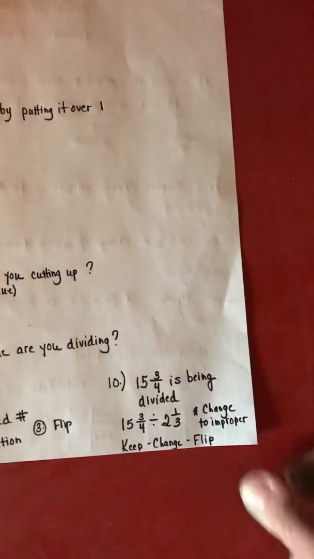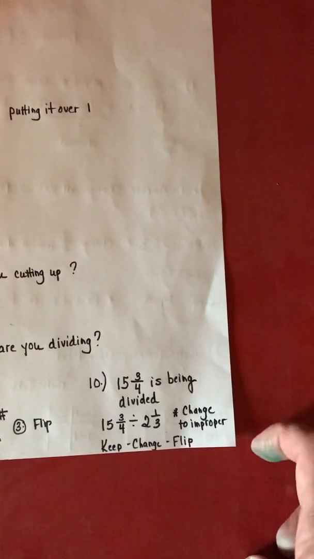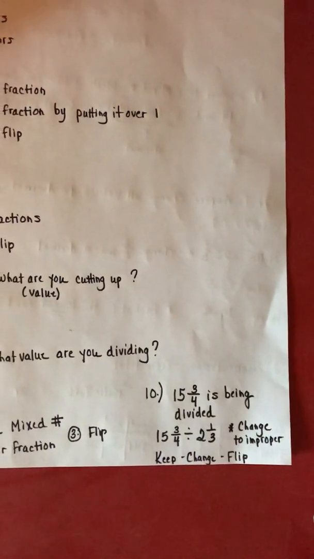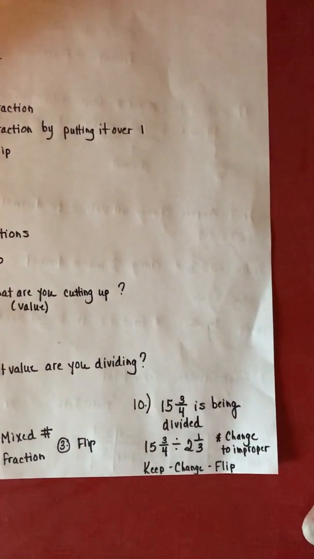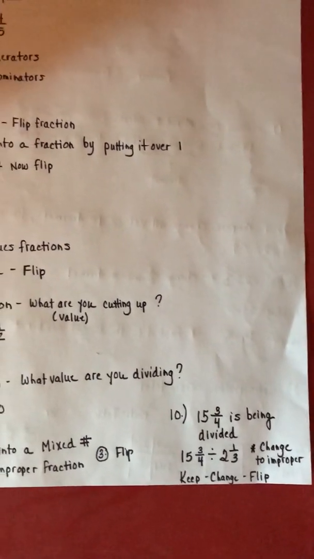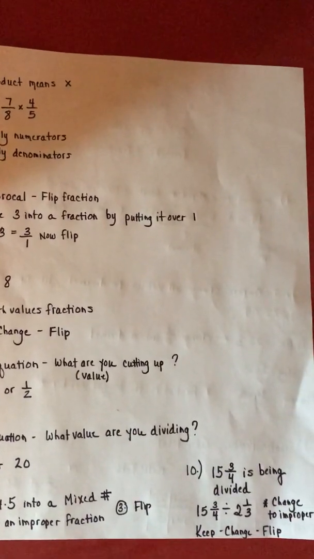And for number 10, you are doing 15 and 3/4. That's what you're dividing. So it's 15 and 3/4 divided by 2 and 1/3. When you divide mixed numbers, you have to change them both into improper fractions. Then keep, change, flip. There is a lot of work for review number 12, so take your time.